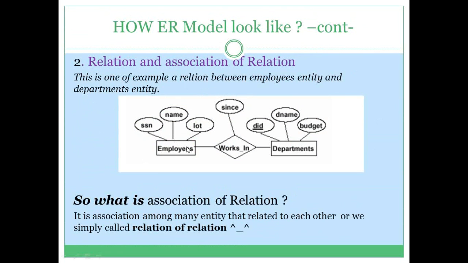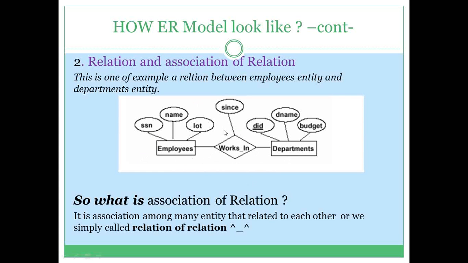Yes, we can see it. It's the database of employees, and it's the database of departments. I mean it's table employees and table departments, and we can use the relation employees works in, because it's many to many, so of course it will make a new attribute in between this relation. So if it's relation, what is association of relation?